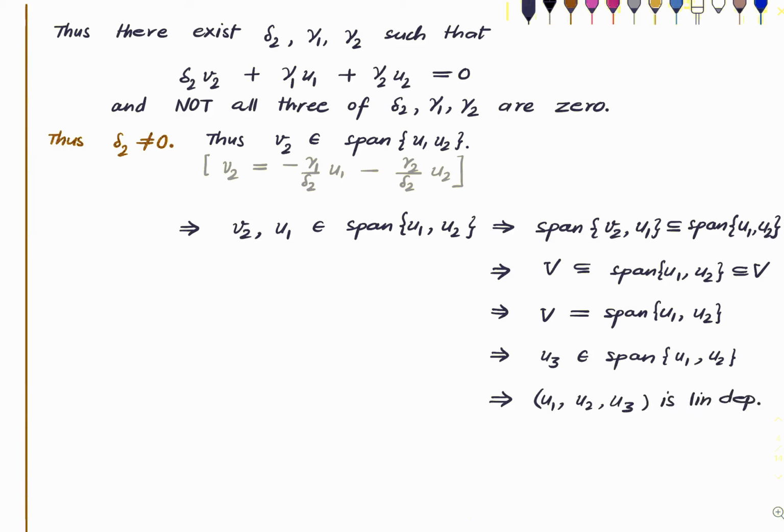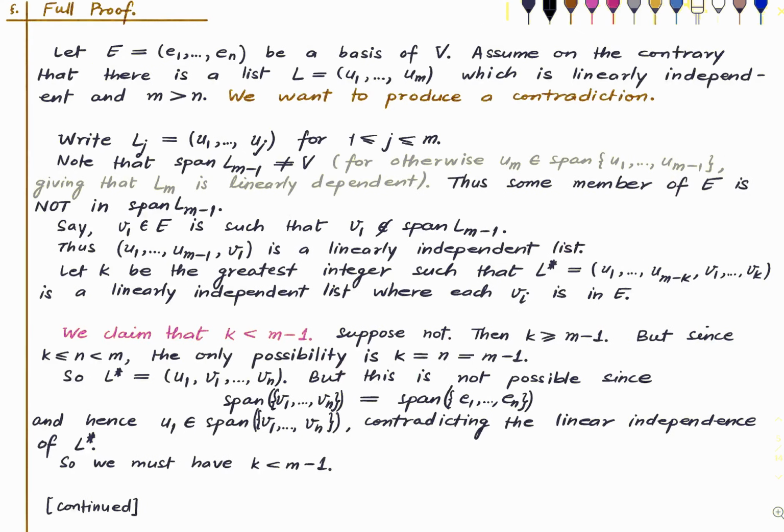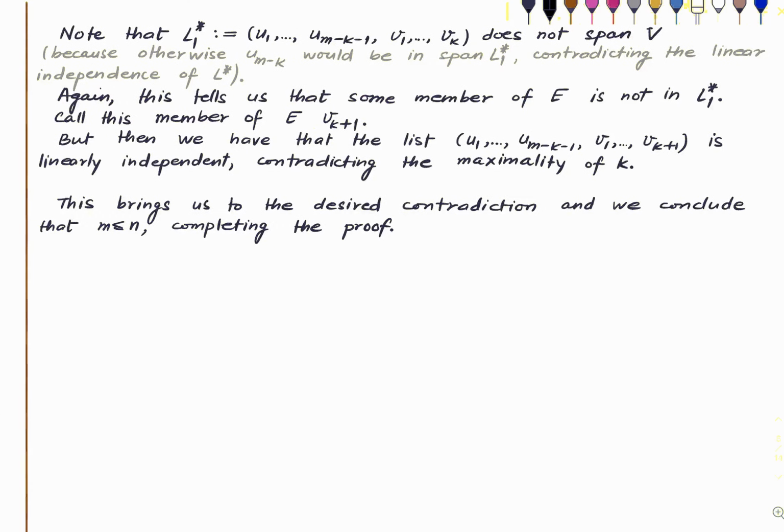And this is a contradiction to the choice of u1, u2 and u3, and we are done. So this is a contradiction, and that finishes the proof. It's a very nice proof, and you can generalize it to any n. I have written all the details here. This is the first page of the full general proof, and this is the second page of the full general proof. You can pause the video and read it.